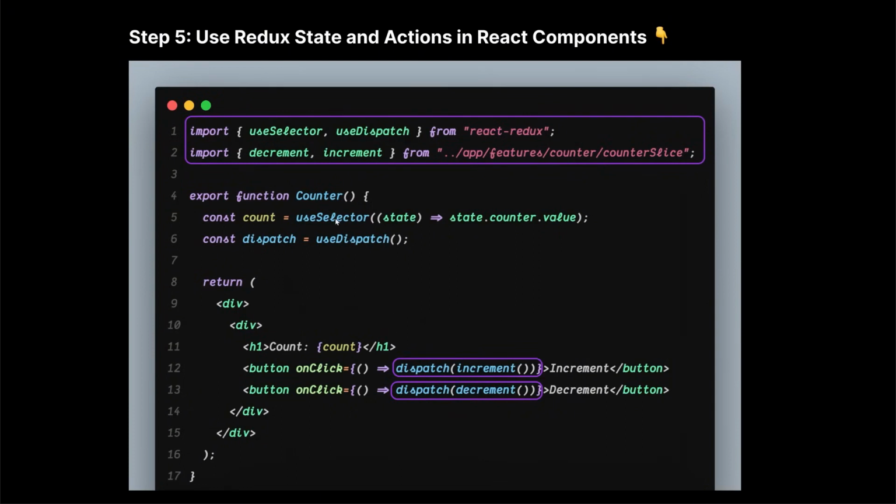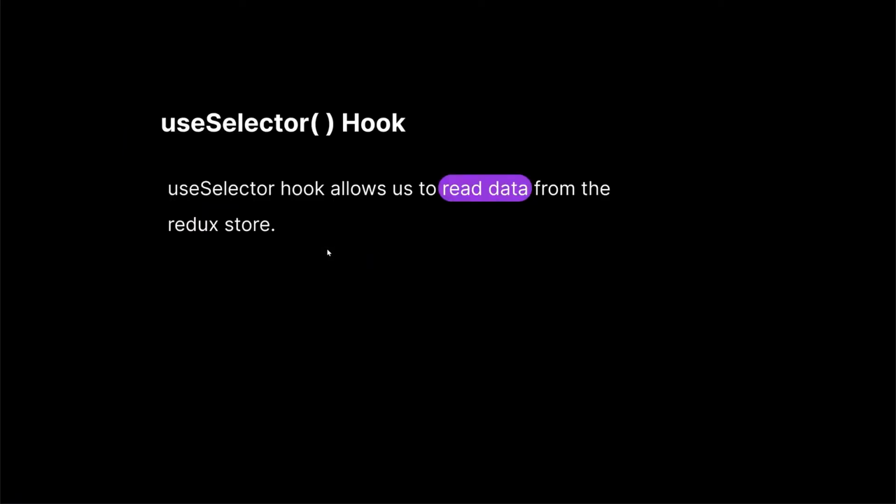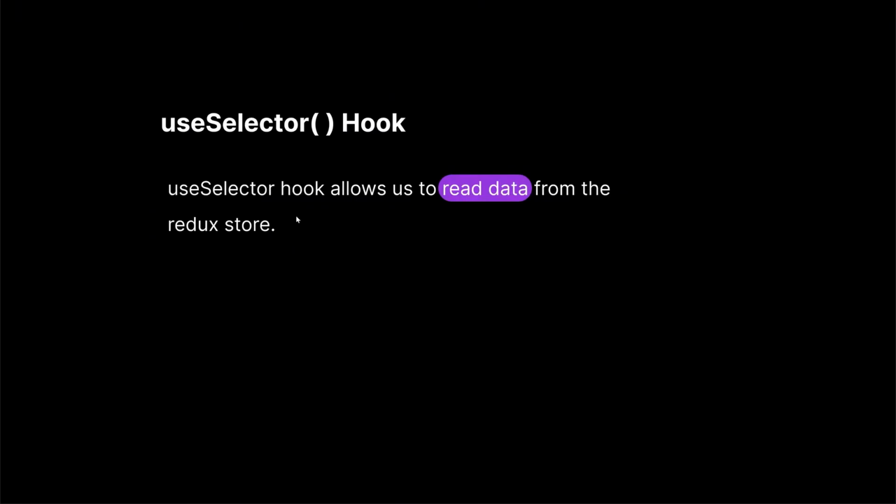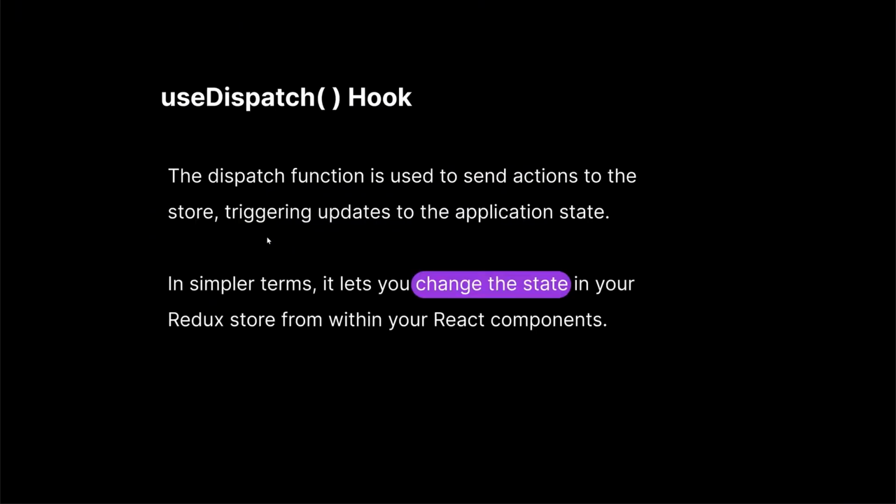So now let's talk about what the useSelector and the useDispatch are. I don't want to confuse you. The useSelector hook allows us to read the data from our Redux store, as simple as that. And the useDispatch function allows us to change that data which we are already reading by using this useSelector. The dispatch function is used to send actions to the store, triggering updates to application state. In simple terms, it lets you change the state of your Redux store from within your React component.